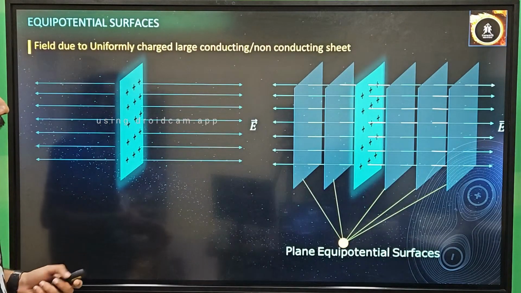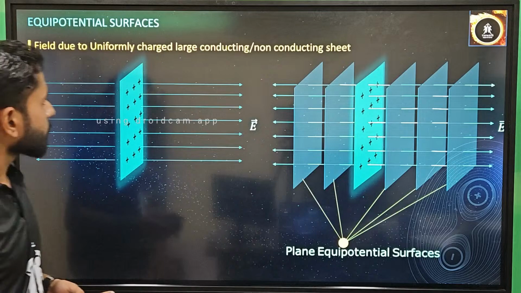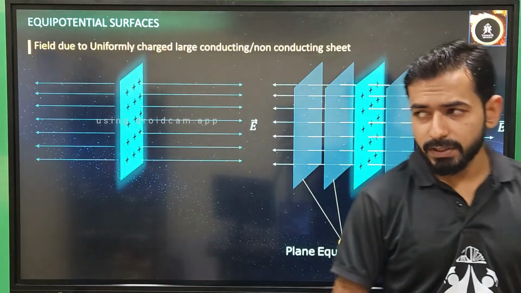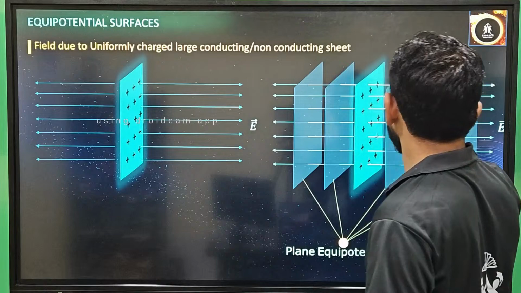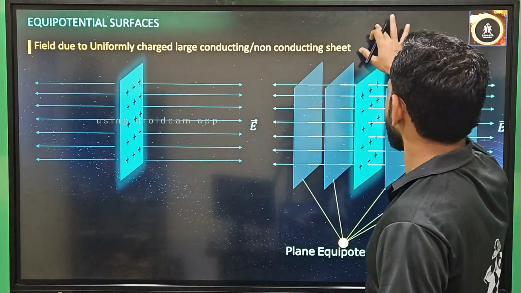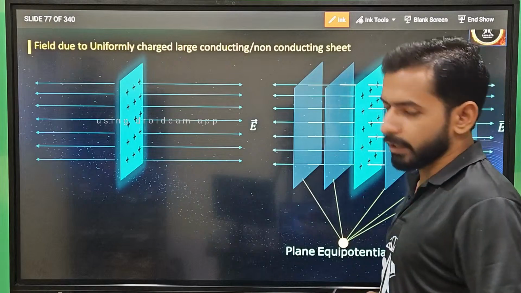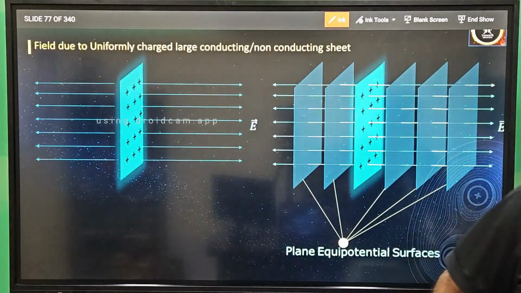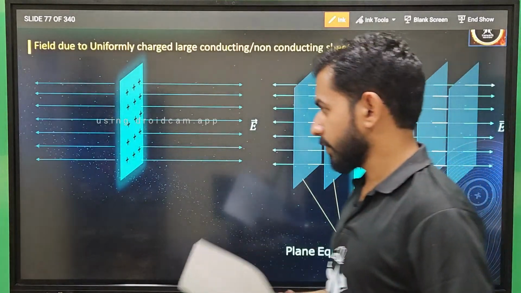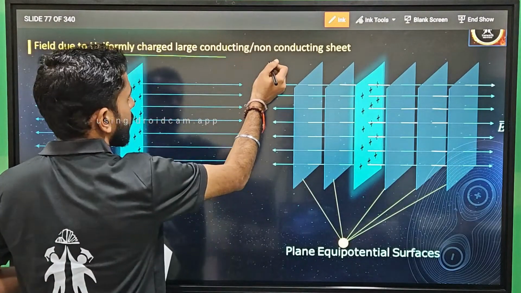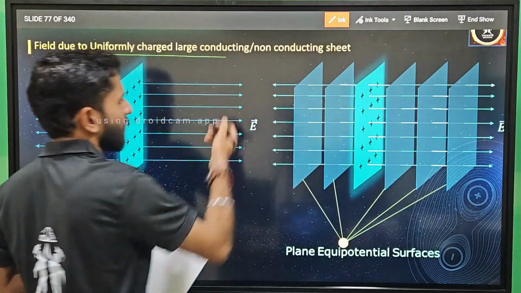Now for a uniform electric field, what kind of equipotential surfaces will you have? It is very simple. For a planar surface, for the uniform electric field, we'll see. Field due to uniform charged conducting and non-conducting sheets, and vice versa.